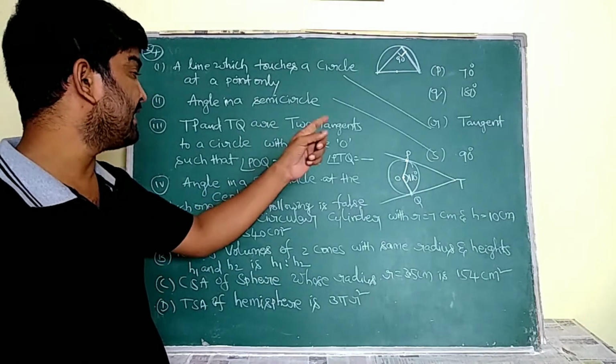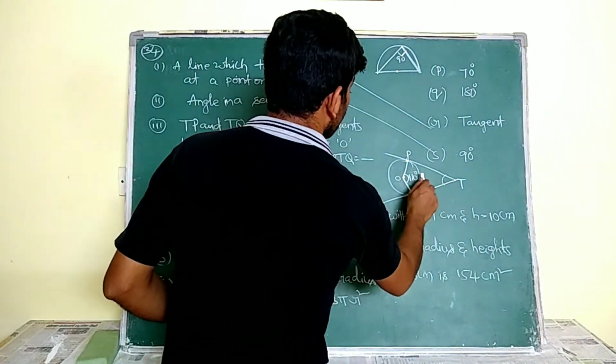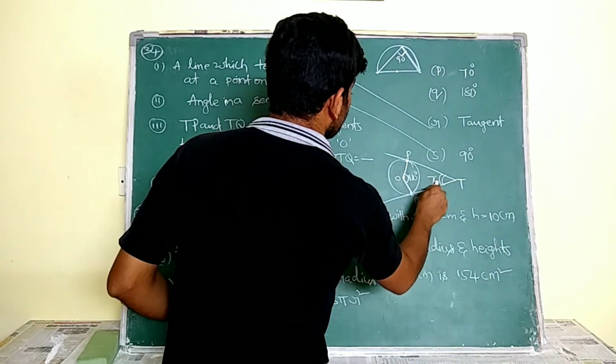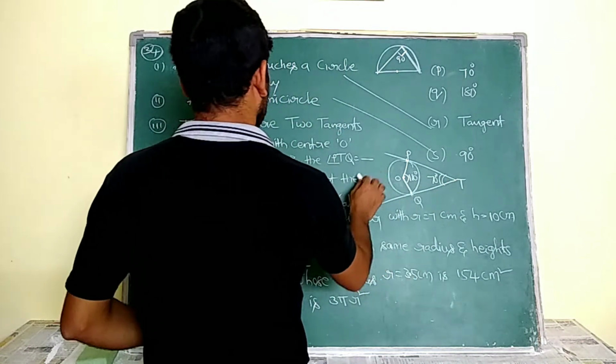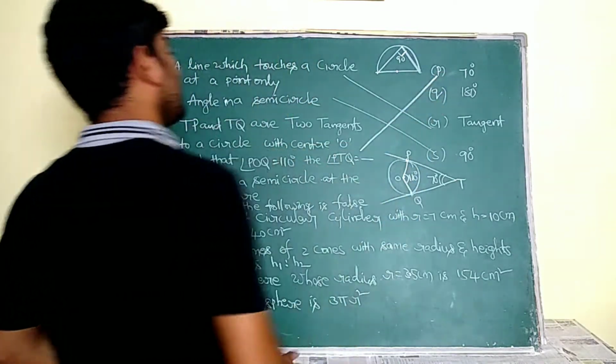Now he is asking for angle PTQ. We know that the sum of these two angles is 180. So it is definitely 70 degrees. So this third one is going to map with 70 degrees.